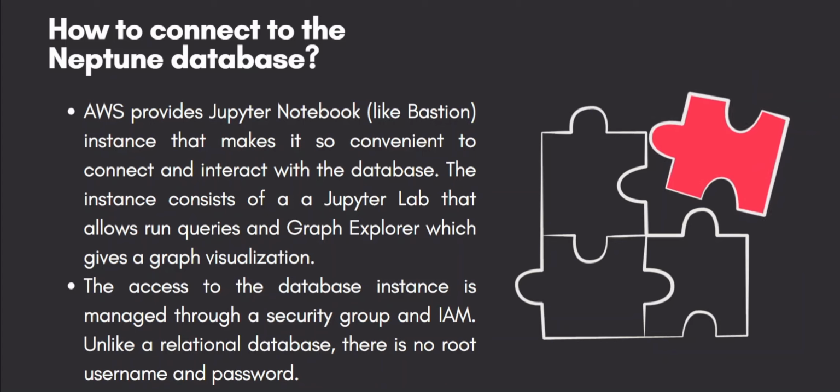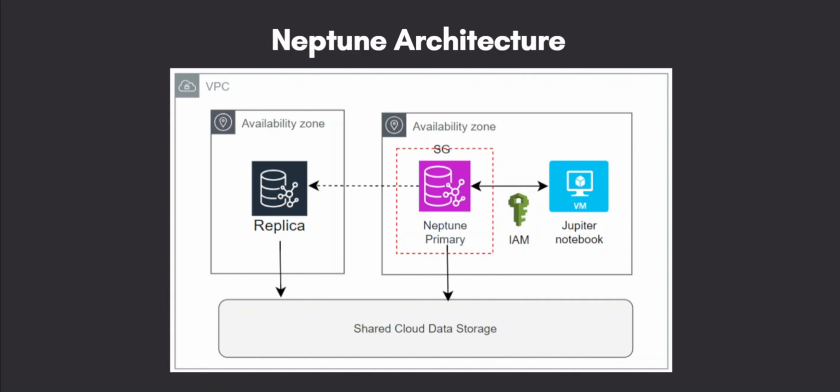Unlike a relational database, there is no root username and password. VPC is a virtual private network in the AWS cloud. The Neptune database is created in a VPC. If you enable multi-AZ deployment, the read replica will be created in another AZ or data center. Data is replicated asynchronously. When the main database instance goes down, the read replica takes over.